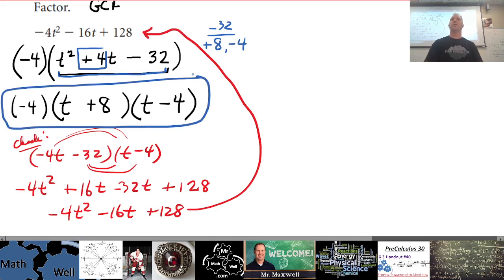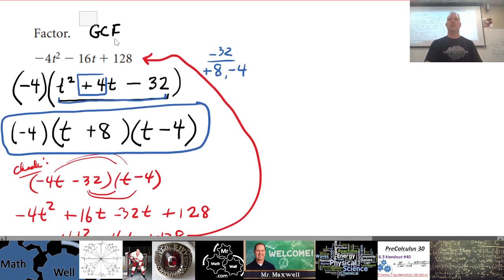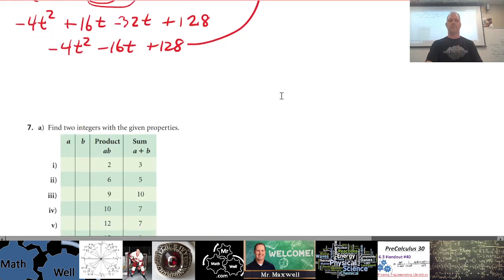Now that was a tough one to end with, wasn't it? Was that pretty tough? Greatest common factor: always consider greatest common factor first, okay? So GCF first when factoring, always, everything, every time.